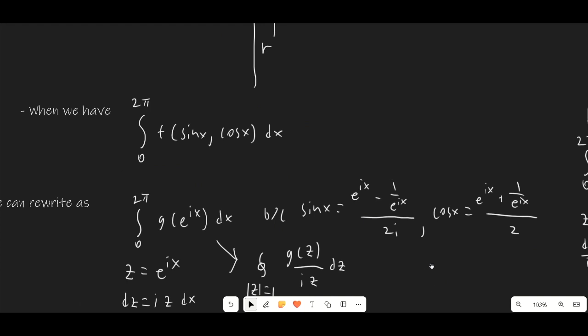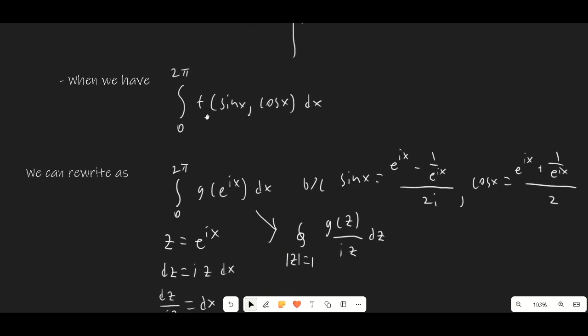Now this only happens in a very specific type of integral, which is when we have the integral from 0 to 2 pi of f of sine of x and cosine of x dx. And we can rewrite this as g of e to the ix, because sine of x is e to the ix minus 1 over e to the ix, all over 2I, and cosine of x is e to the ix plus 1 over e to the ix, all over 2.